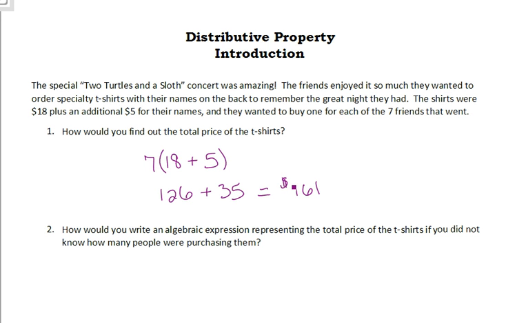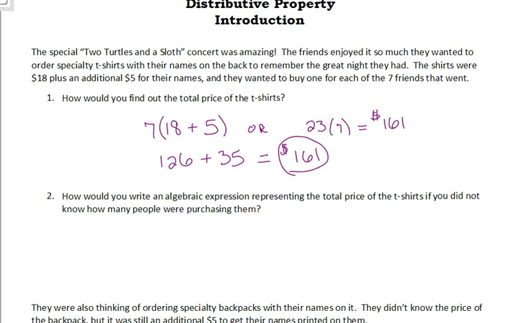Okay, another way that we could have done that, well, let's try this. Let's see, 18 plus 5 is 23. Or we can say that it costs $23 for each one of the 7. Well, does 23 times 7 equal 161? Yes, it does. So either way that we can do that, we can combine this, or we can say it's going to be 126 for the shirts plus the 35 for the names on the back. Again, either way, it's going to cost us $161.